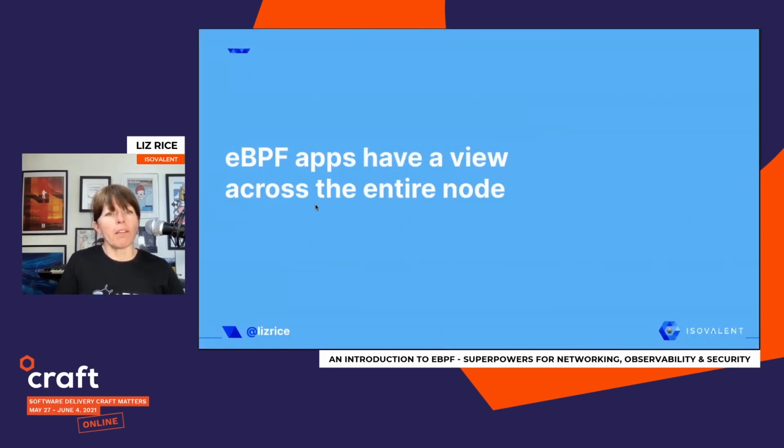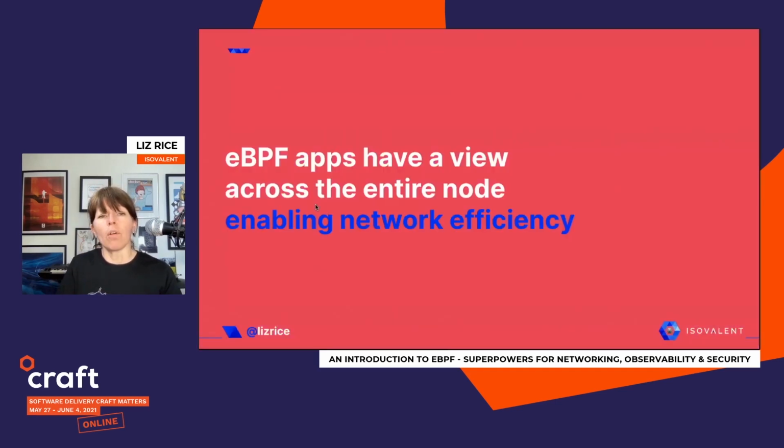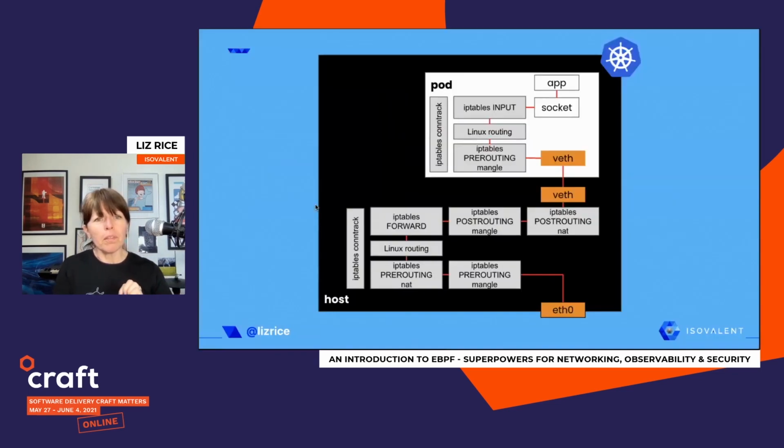So eBPF apps have this view across the entire Kubernetes node. And not only does this allow us to see things like or associate networking with Kubernetes identities, it also allows us to be really efficient.